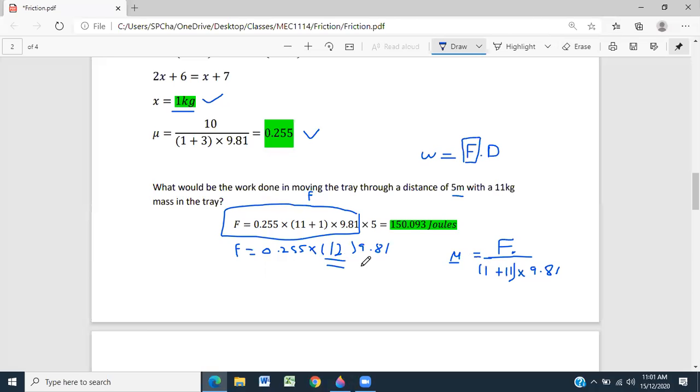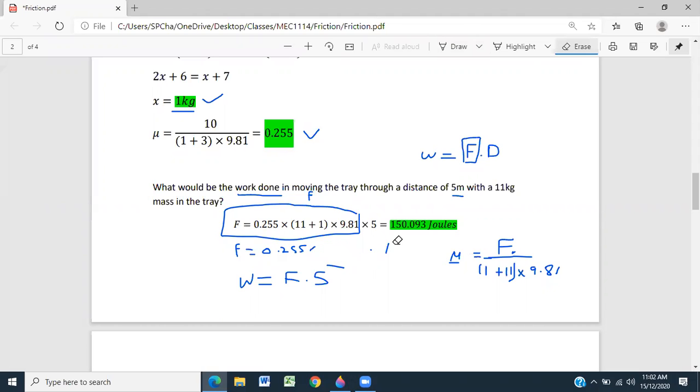And when we solve for force, we know work. What's the work done? Work is equal to this force times the distance. And what is that distance? The distance is 5. So we just multiply this entire thing by 5.